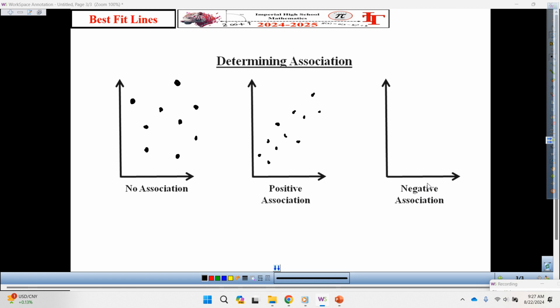Therefore, let me send you a screen. I want you to show me a negative association on your screen. Negative association. I showed you no association. I showed you a positive association. You're showing me a negative association.